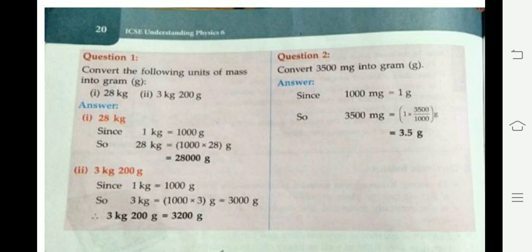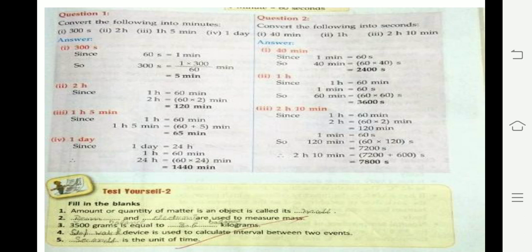Now open page number 23. The question number 1, convert the following into minutes. So 300 seconds. We know that in 1 minute, how many seconds? 60 seconds. When you convert 300 seconds into minute, you will divide by 60. So then you get 5 minutes. So 2 hours. In 1 hour 60 minutes. In 2 hours 60 into 2, that means 120 minutes.